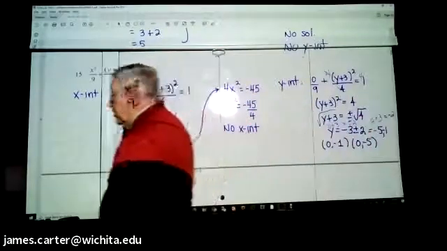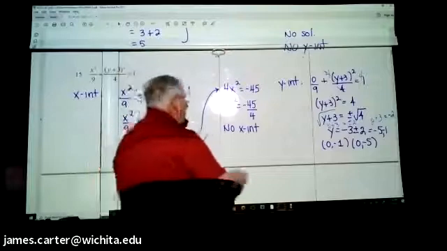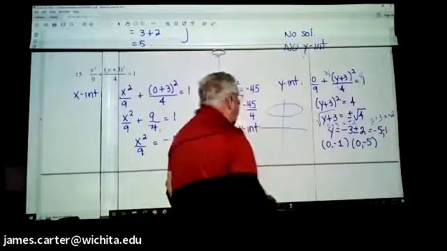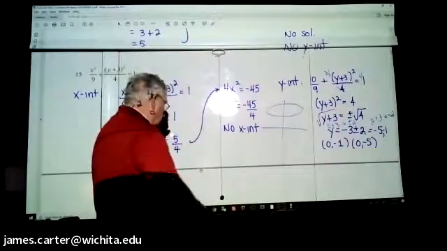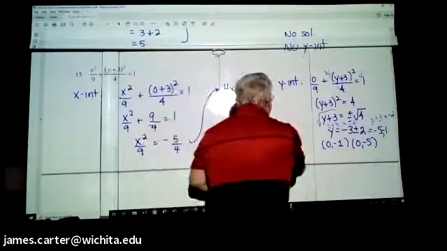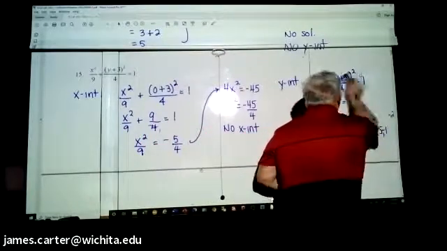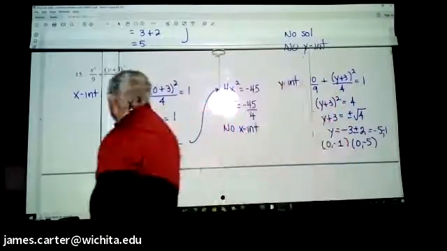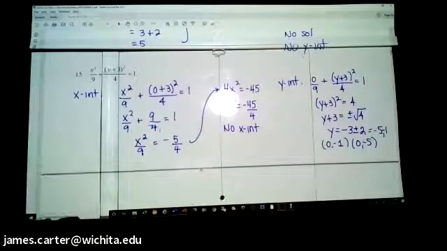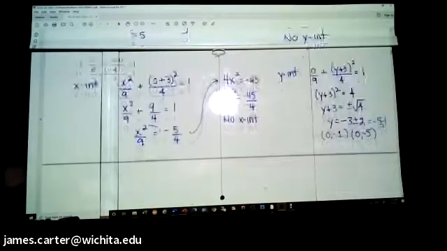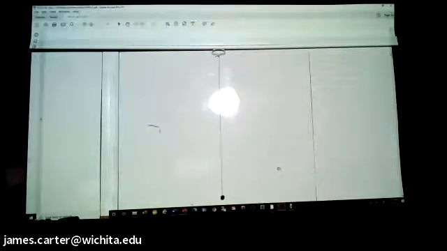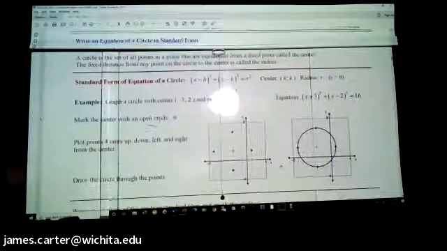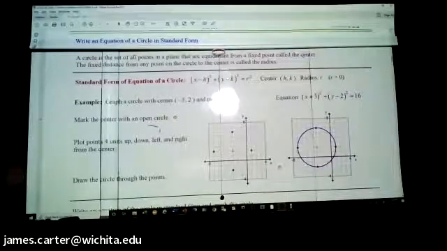Okay, and no x-intercepts. What does that mean graph-wise? In this case, you're going to have something like this. We are not going to study ellipses as part of this course. Just circles. Speaking of which, that wasn't meant to be a pun.